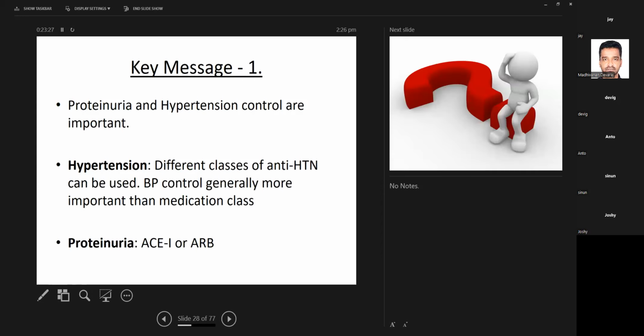So key message number one, proteinuria and hypertension control are extremely important in patients with chronic kidney disease. With proteinuria, the drugs that we focus on are ACEs or ARBs. And in hypertension, we'll use different classes of blood pressure medications, typically using multiple classes to achieve blood pressure control.